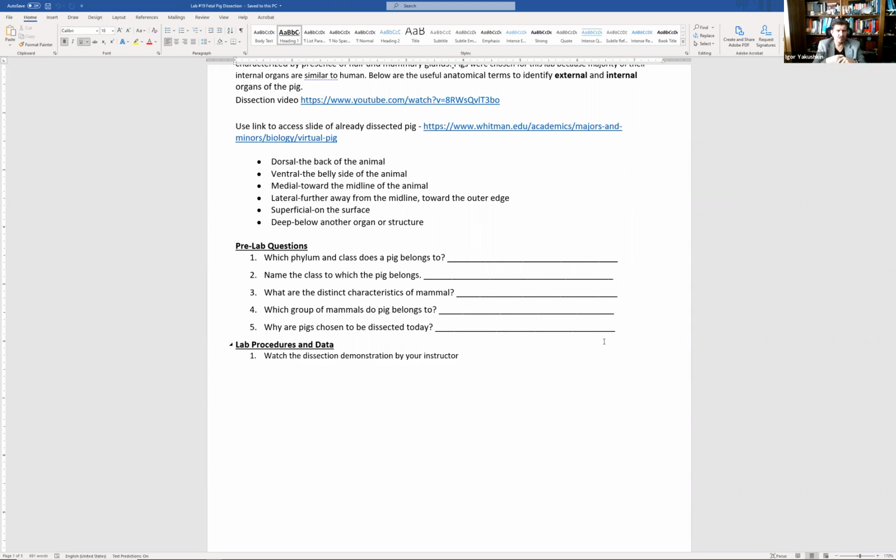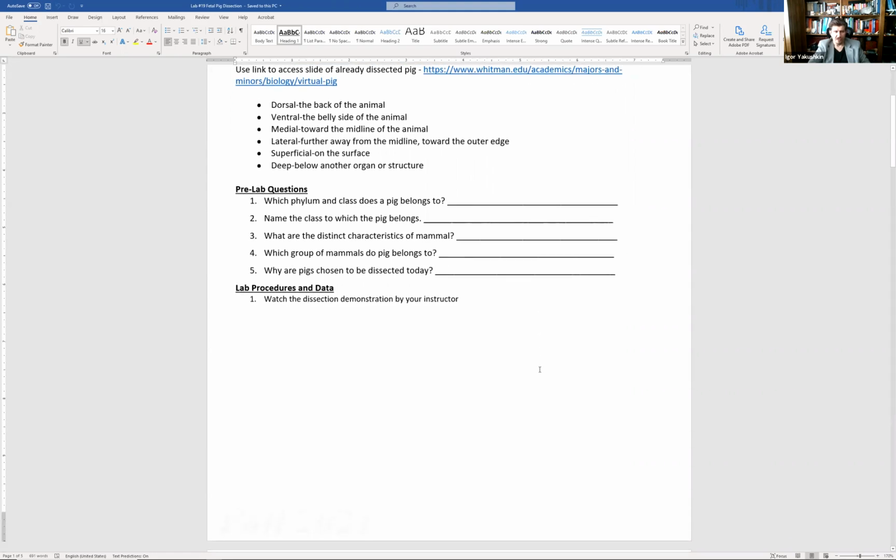Why are pigs chosen to be dissected today? Well, fetal pigs are relatively large. Plus, you can clearly see most of the internal organs. In the anatomy lab, if you proceed into A&P, you will be dissecting cats, but pigs are smaller, and you can clearly see all of the necessary organs for us. Plus, you don't have to deal with the hair or anything like that, and money-wise, I think the fetal pigs are slightly cheaper.